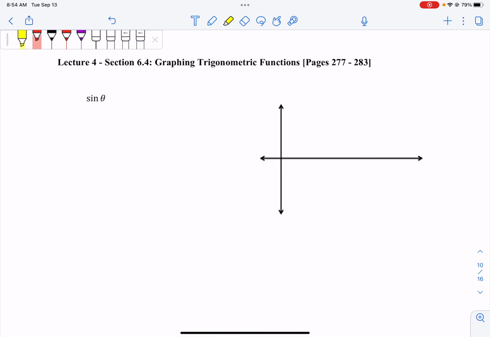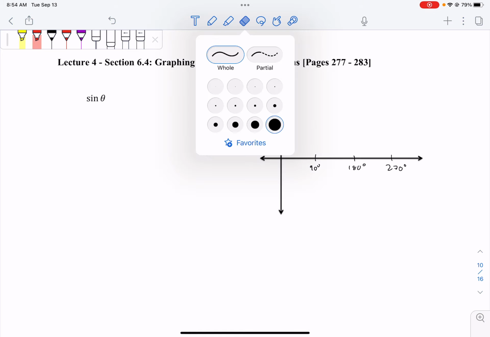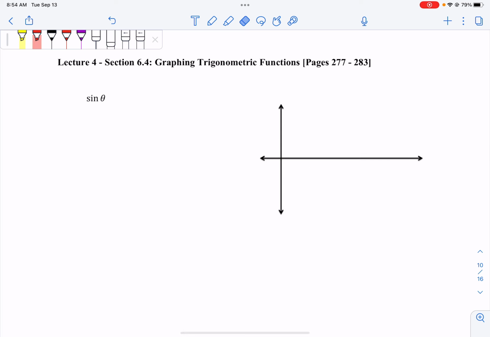In this video, we're going to learn to graph sine and cosine functions. And in the next video, we're going to learn how to graph the tangent function. So with sine, remember, usually we have 0 and then 90 degrees, and then 180 degrees, and then 270, and then 360. But instead of doing that, let's use radians instead.